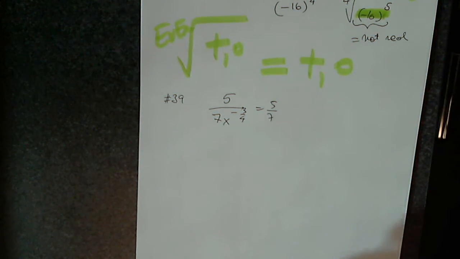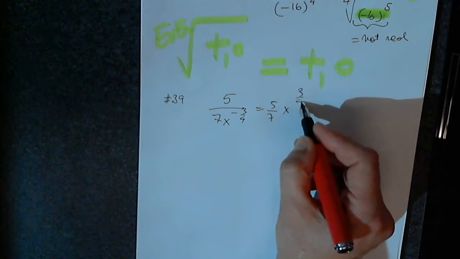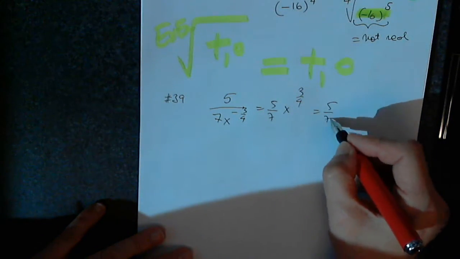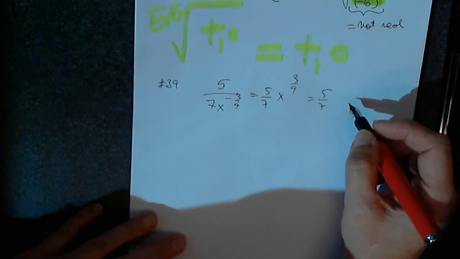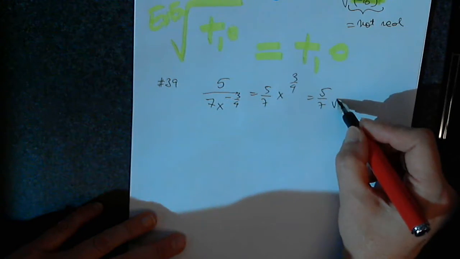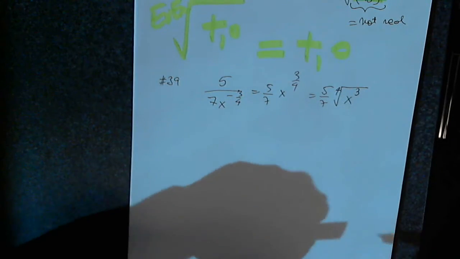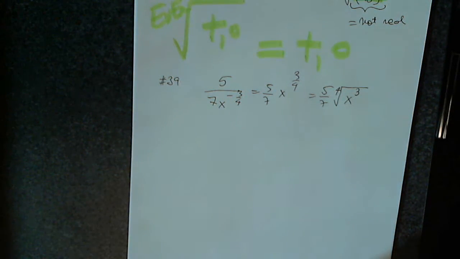But then 1 over x to negative 3/4 becomes x to the 3/4. And if I want to change it into a radical, I will write 5 over 7, and the radical will be the 4th root of x to the 3rd. Any questions?